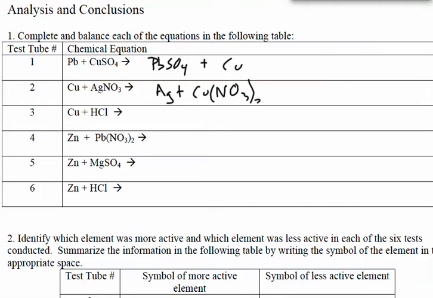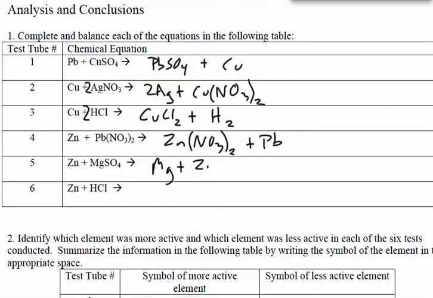Nitrate is 1, so you need 2 of those, which means you're going to have 2 of those and 2 of those. You have copper 2 chloride plus hydrogen, so you need 2 of those. You have zinc nitrate, you need 2 of those plus lead. You have magnesium plus zinc sulfate, and you have hydrogen gas plus zinc chloride, so you need 2 of those. And then everything is balanced.